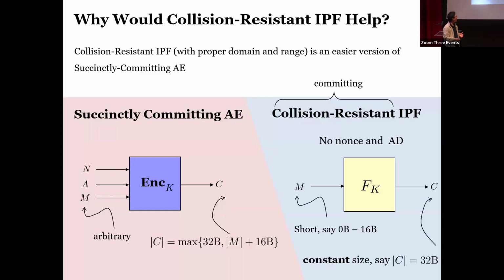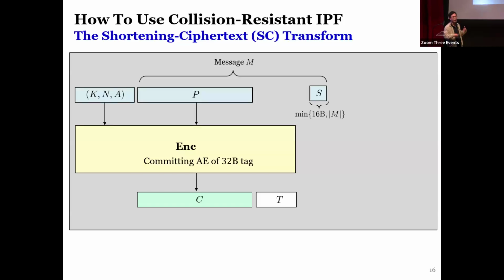I will show you later how to build the IPF. For now, let's see how to use it in our SC transform. In the transform, we break the message into a prefix P and a suffix S. The suffix should be as large as possible, but only up to 16 bytes. That is, if your message is very short, S can be your entire message. But if your message is long, then S is only 16 bytes.